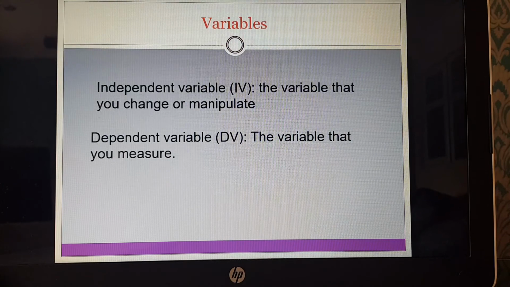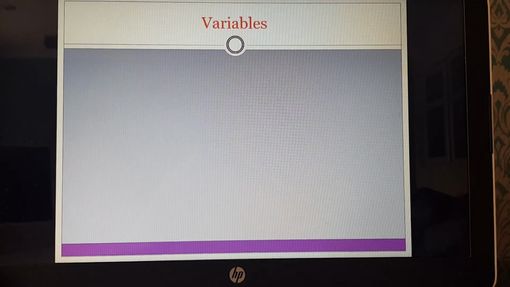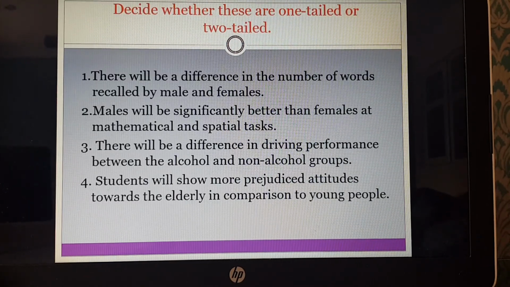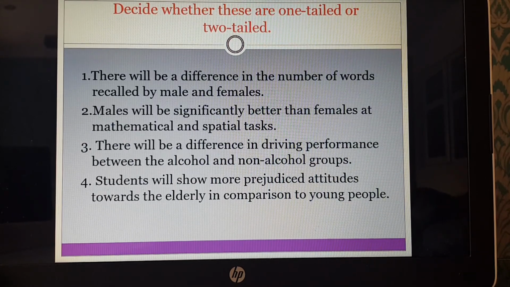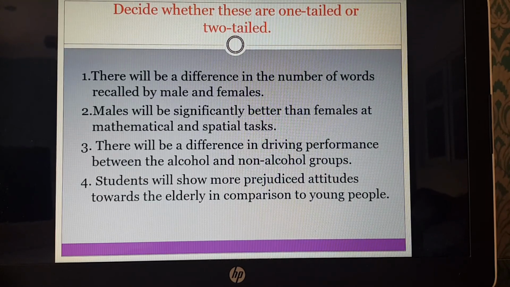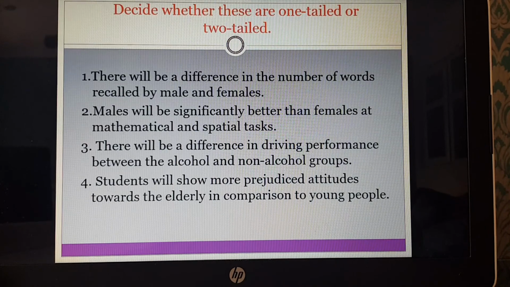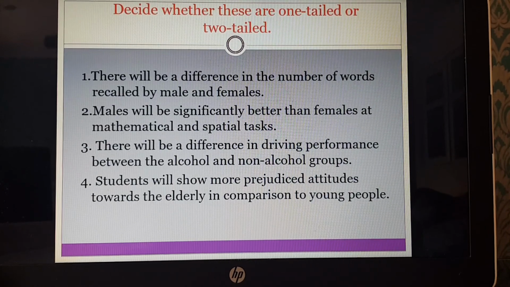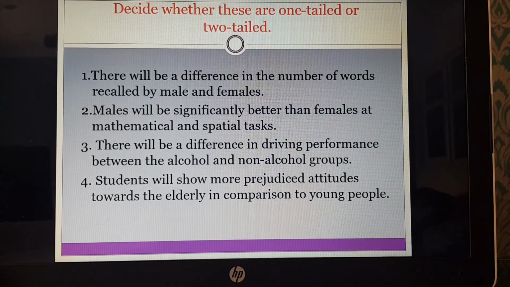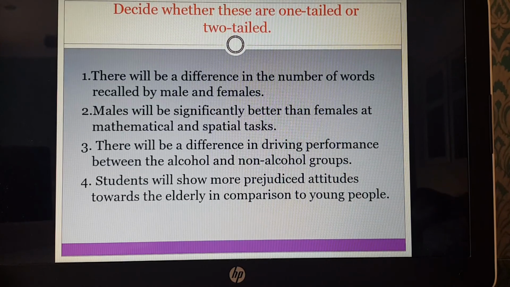For example, let's go back to some of the hypotheses. If we use the first one, there will be a difference in the number of words recalled by males and females. The independent variable here is what we are changing, which is going to be the gender. So we're looking at the difference between males and females. And the dependent variable is what we're measuring, so that's going to be the number of words that are recalled. Okay, so IV and DV.